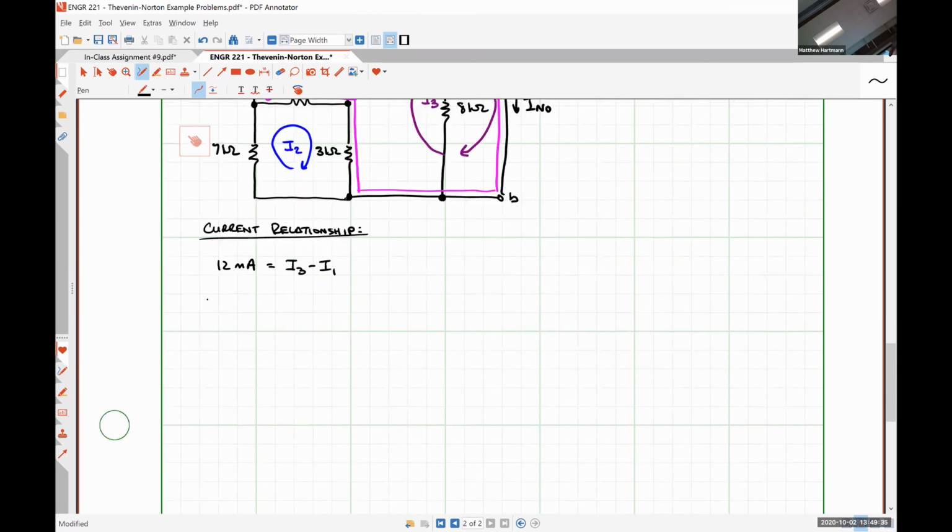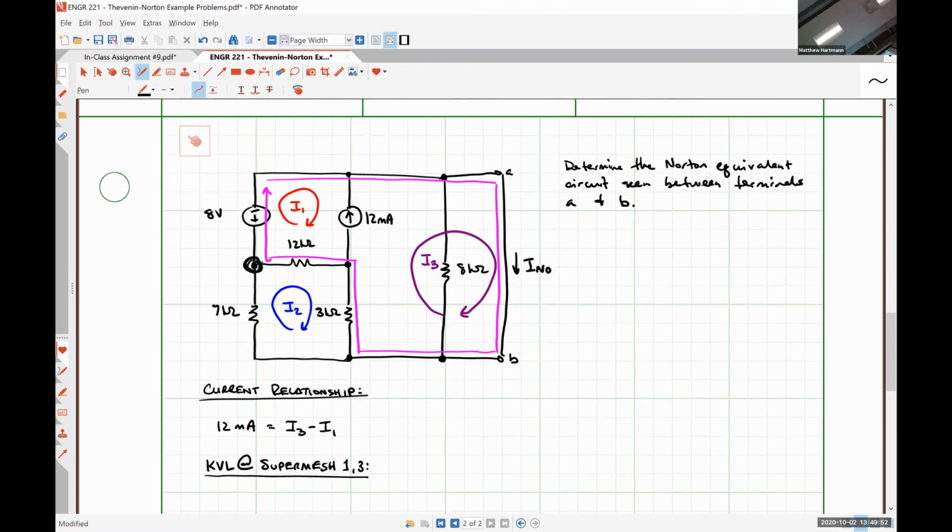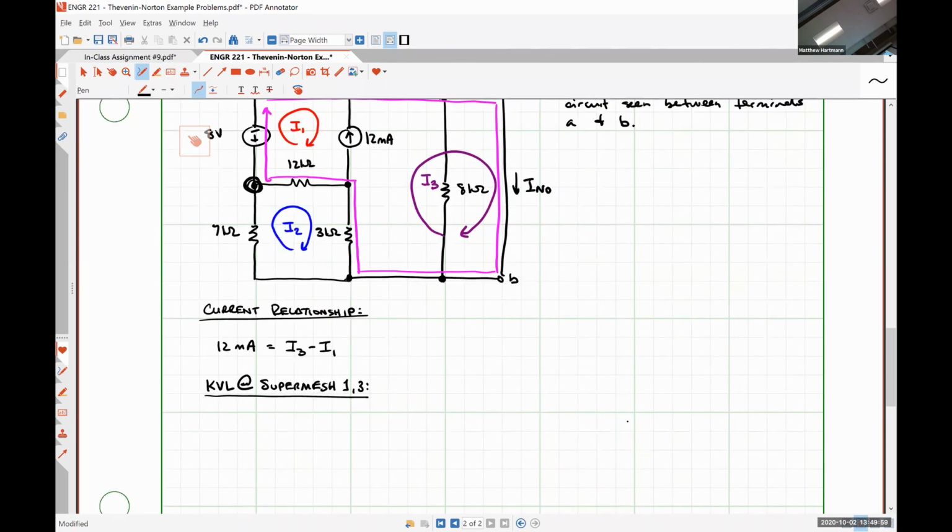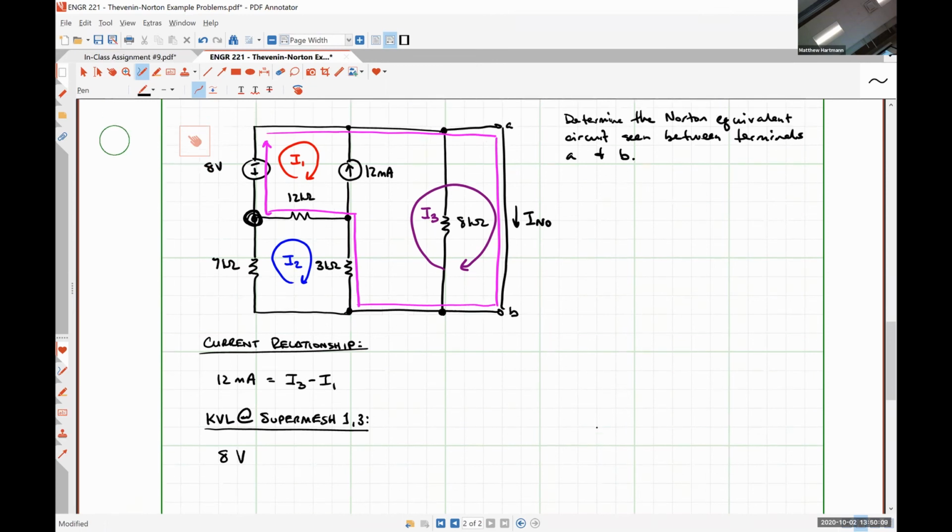Next, let's do Kirchhoff's voltage law around our super mesh. And let's see, it's between mesh 1 and mesh 3, so I'm going to be really original and label it super mesh 1, 3. And I'm going to start at the bottom left-hand corner, which I've circled, and just follow that pink path around. So somebody tell me what the first thing I see is. 8 volts. And it's positive because the positive polarity terminal is what we encounter first. What's next?